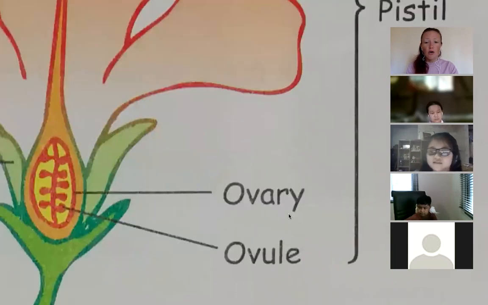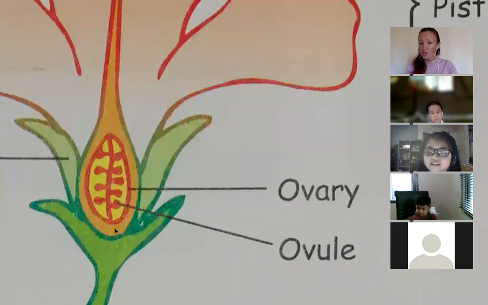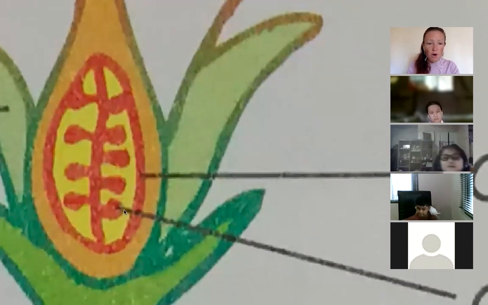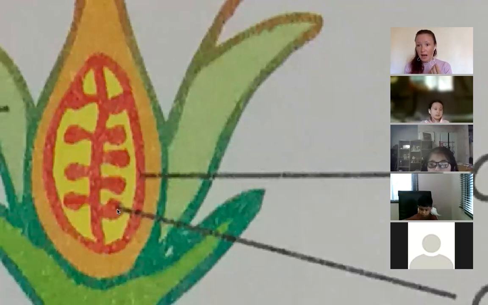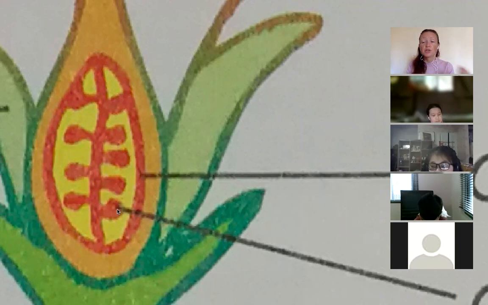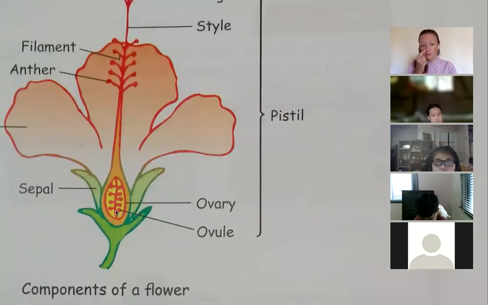Inside the ovary we have ovules, these small cells. Ovules are like small babies inside the ovary. After that, these ovules become seeds, or fruit, or just the seeds inside the fruit.